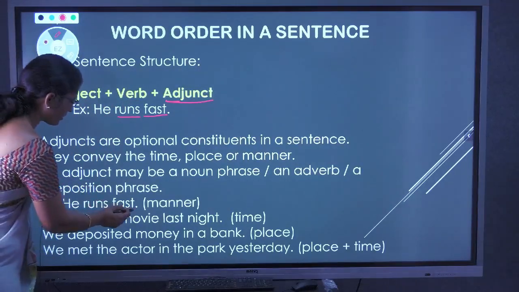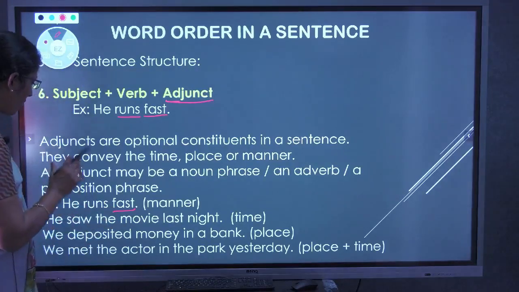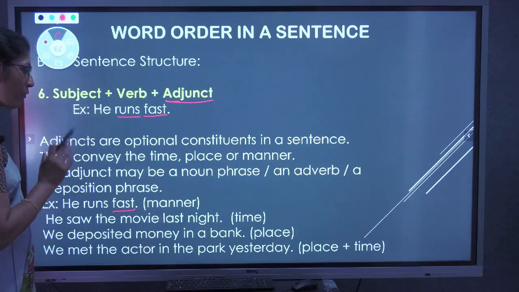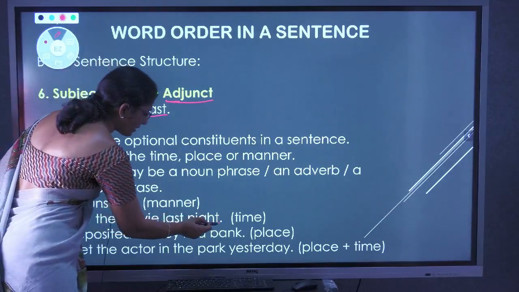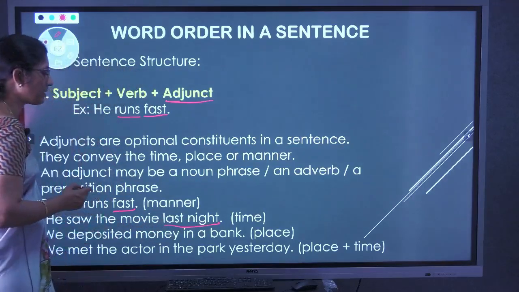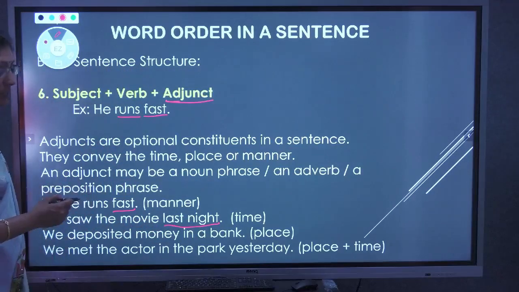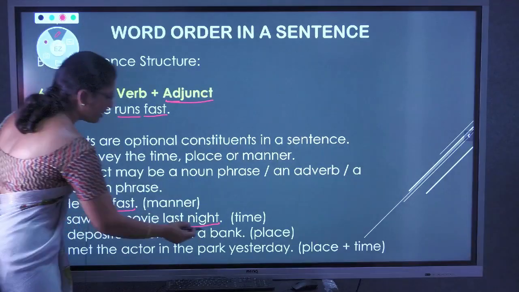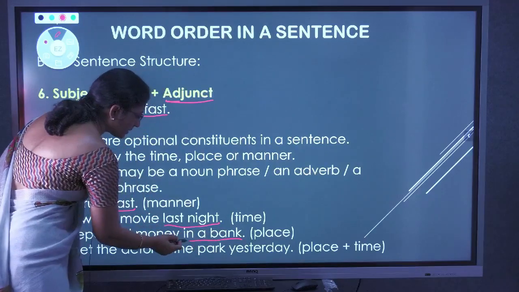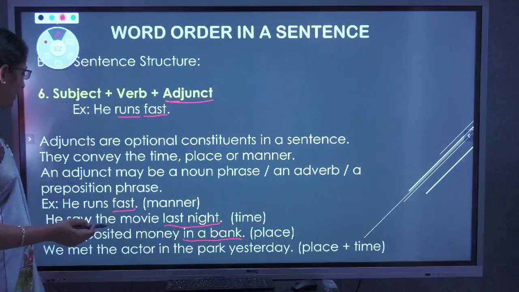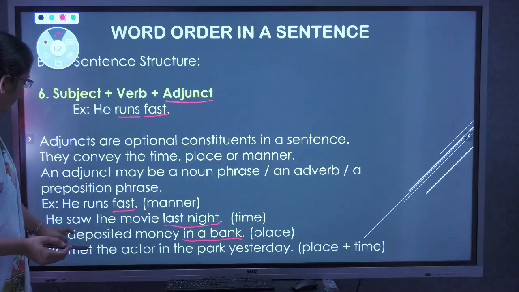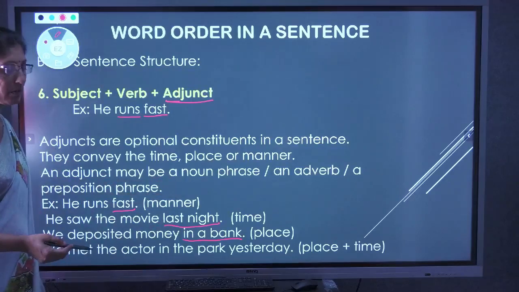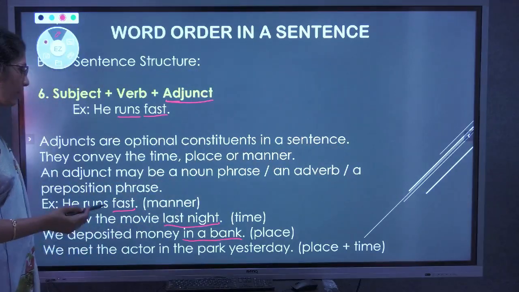He runs fast. So this word fast tells about the manner of the action. In the second example, he saw the movie last night. This last night tells the time of the action. Okay, next, we deposited money in a bank. So in a bank is an adjunct. It is adding something to the verb. That means where did we deposit? We deposited money in a bank. So in a bank is telling about a place.